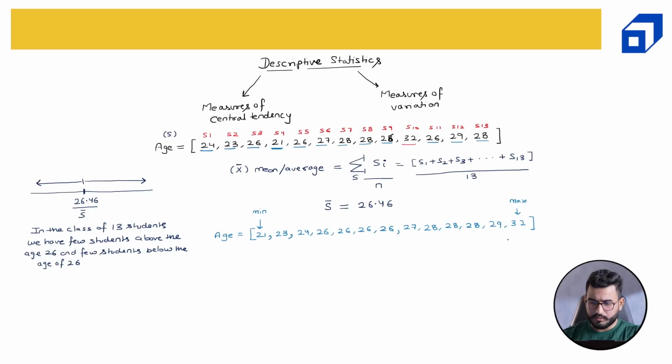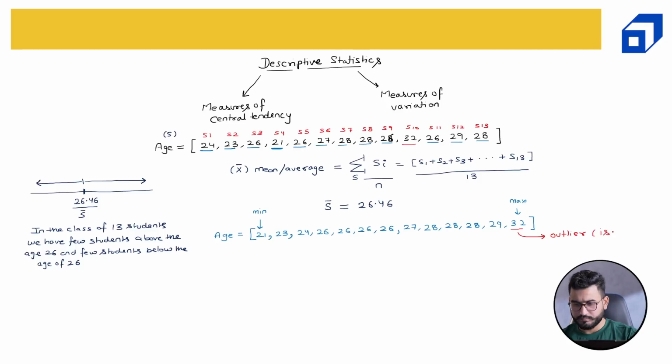Now if you carefully observe, you can see that 32 appears to be very different from the majority of the data. This observation is known as the outlier. The formal definition of outlier is that particular observation in my data which is very different from the majority of the data points. So let me just write it down.